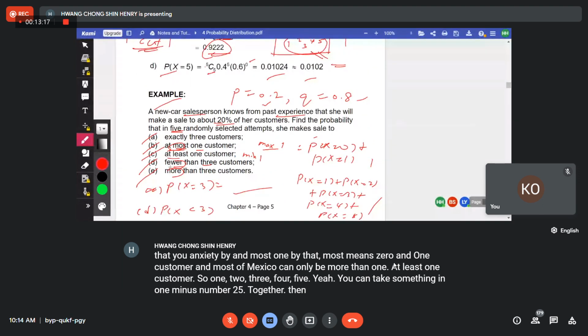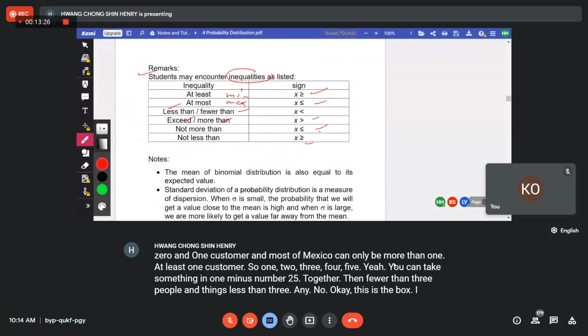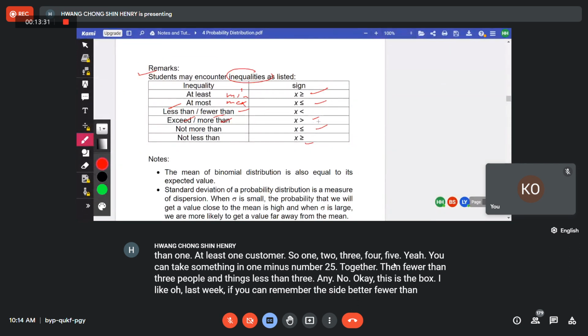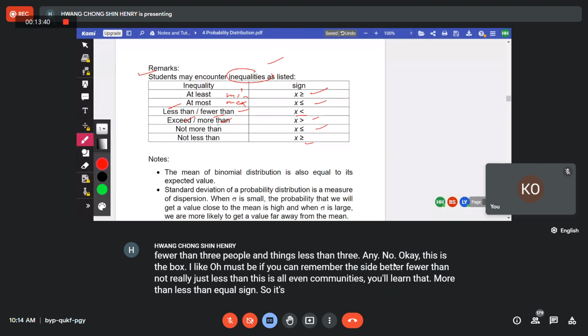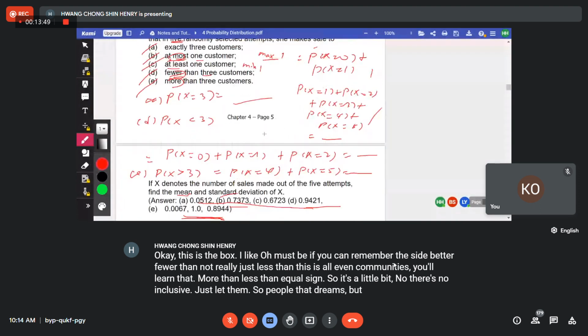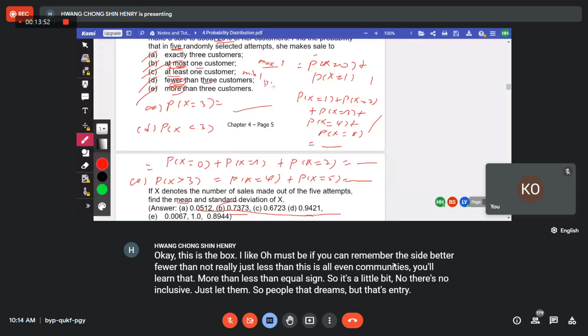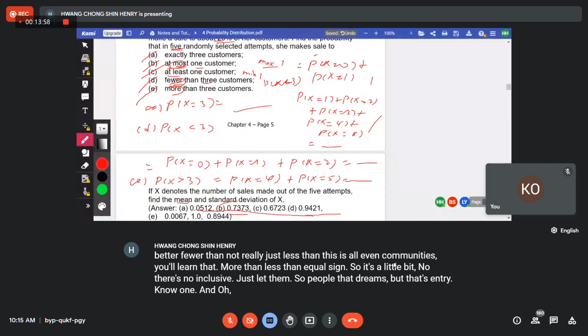Then fewer than 3. Fewer than 3 means less than 3. Can it include 3? No. This is the box I highlighted last week. If you can remember the sign better, fewer than is just less than. This is all inequalities. You all learned mathematics, right? More than, less than, equal sign. Now, fewer than has no inclusive, just less than only. So fewer than 3 means less than 3. That means you can only take 0, 1, and 2. 3 cannot be taken.